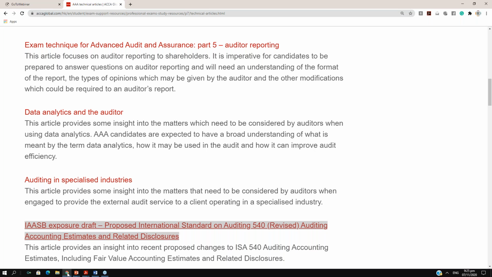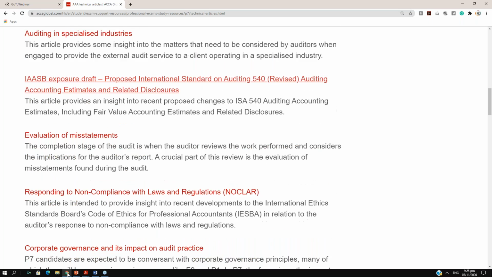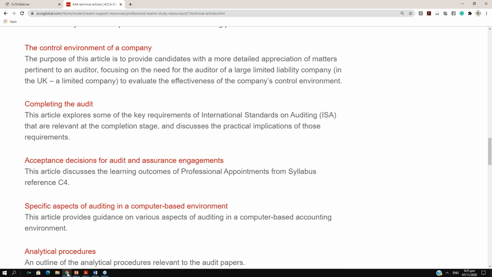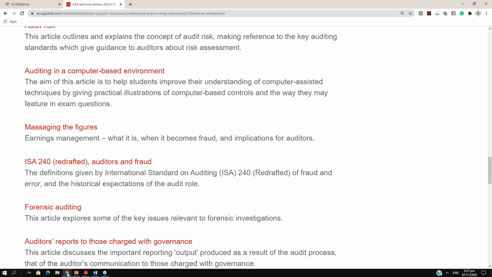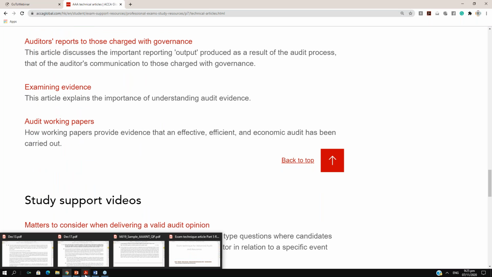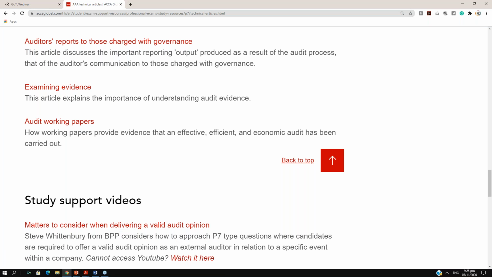You go down and look at this article. Towards the end of the articles, look at the third last article on your screen: Auditor reports to those charged with governance. Can you see this article in front of your screen? Auditor reports to those charged with governance. Please read this article before you attempt a question on June 19 exams.